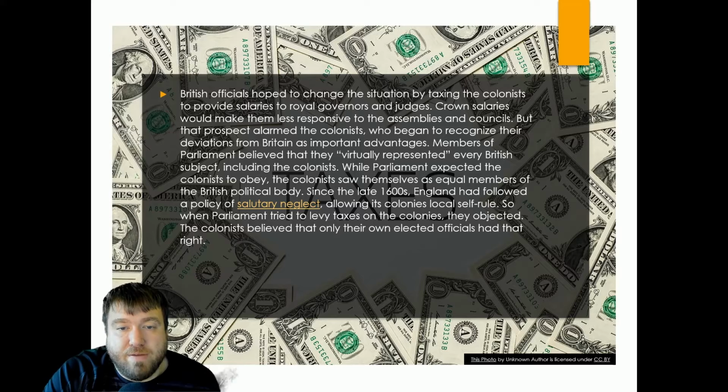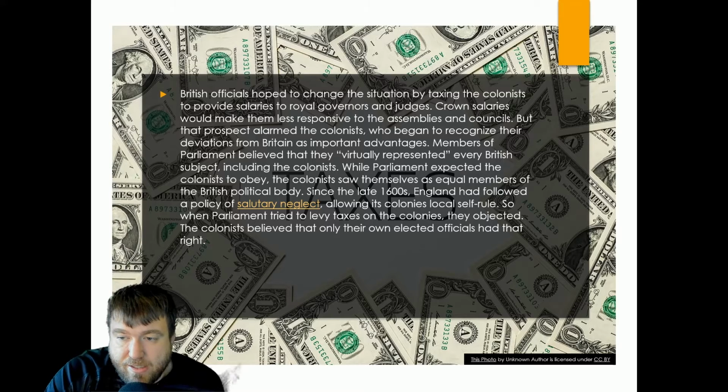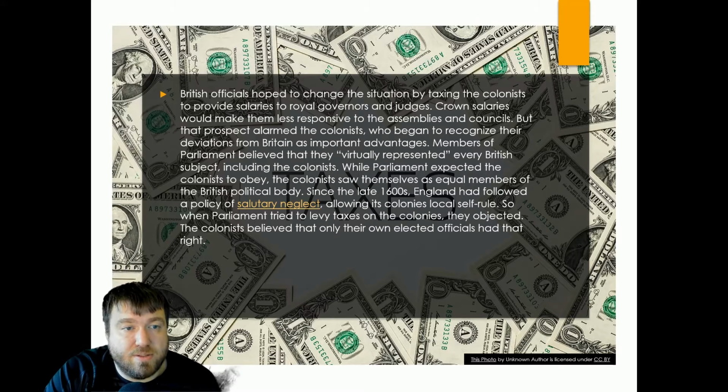Members of Parliament believed that they virtually represented every British subject, including the colonists. While Parliament expected the colonists to obey, the colonists saw themselves as equal members of the British political body. Since the late 1600s, England had followed a policy of salutary neglect, allowing its colonies local self-rule. So when Parliament tried to levy taxes on the colonies, they objected. The colonists believed that only their own elected officials had that right. So we're seeing a difference of opinions that is really going to start stressing things.